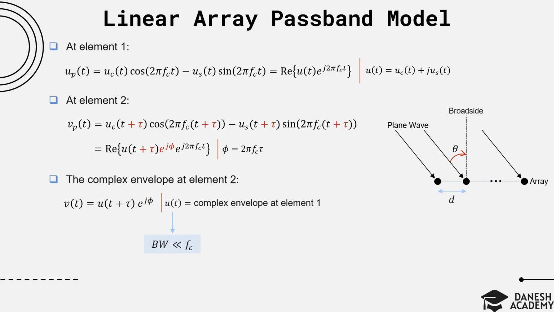Here, it is assumed that the bandwidth of the complex envelope u is much smaller than the carrier frequency fc, and this is also known as narrowband assumption.